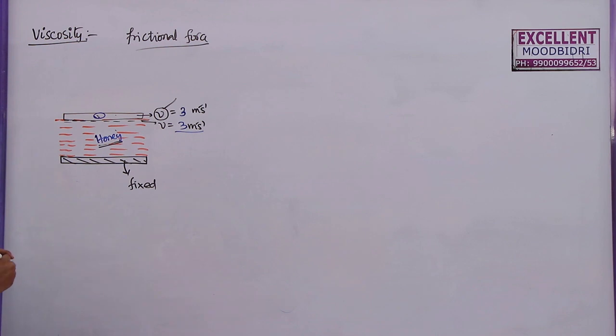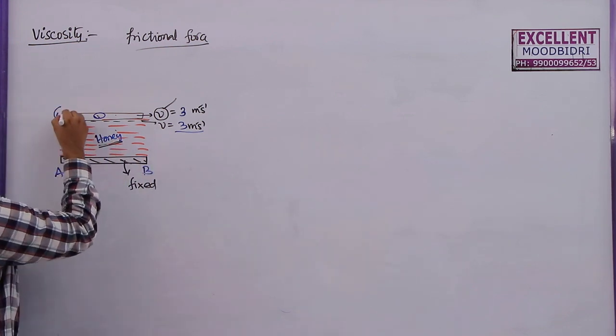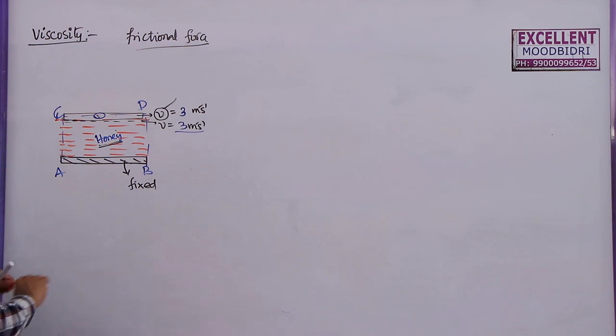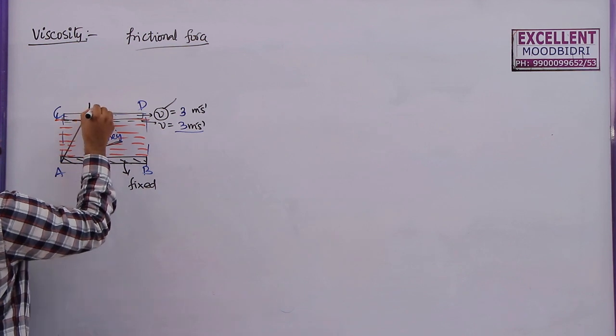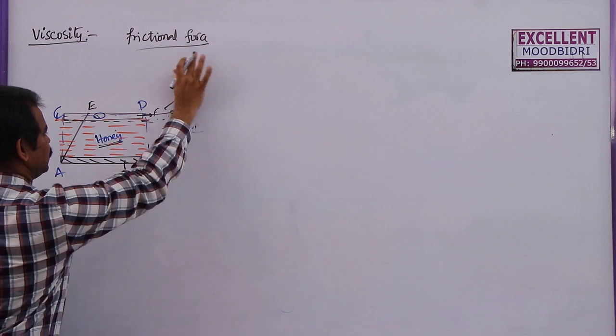Now, here what is happening? Let us say this is A, this is B, C and D. So these are the 4 points that we are going to use here. It is found that after some time this will change to E and this will change to F. This position is F.